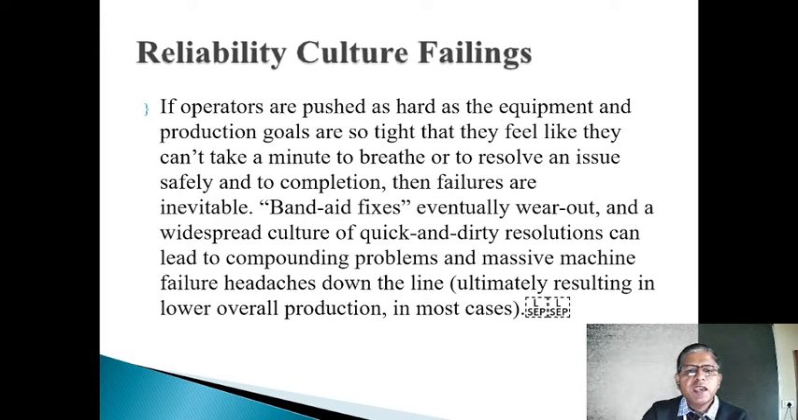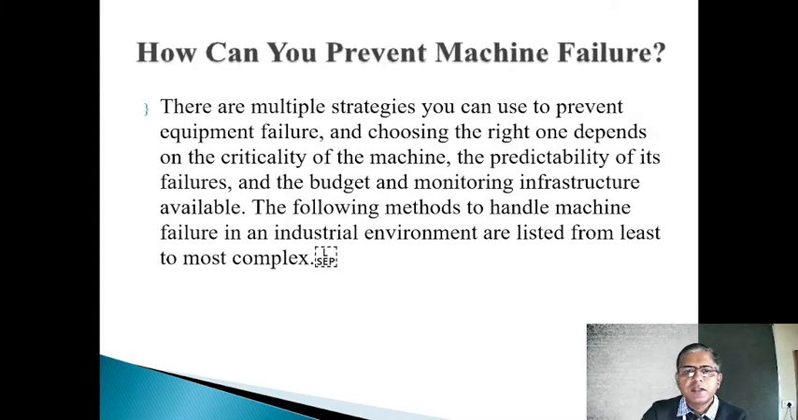In the same way, the production people also have production goals, and to achieve those production goals, they have to keep the machine on. They don't stop the machine for the required maintenance, and because of that, the machine fails. So such types of failures are called reliability cultural failings.